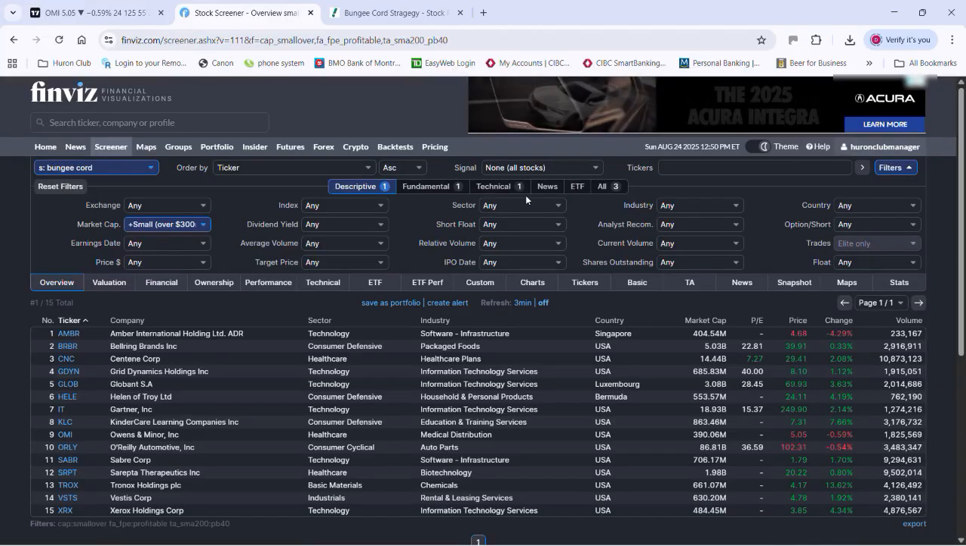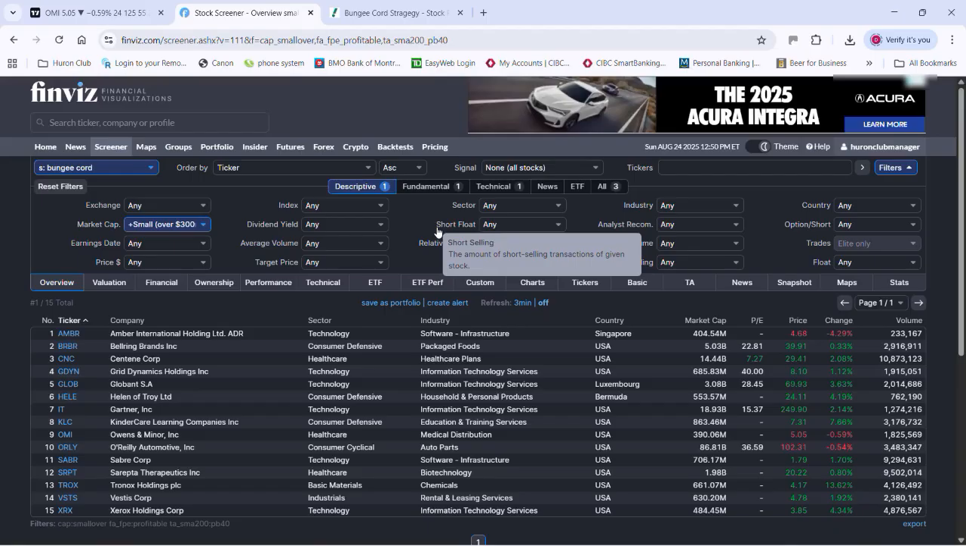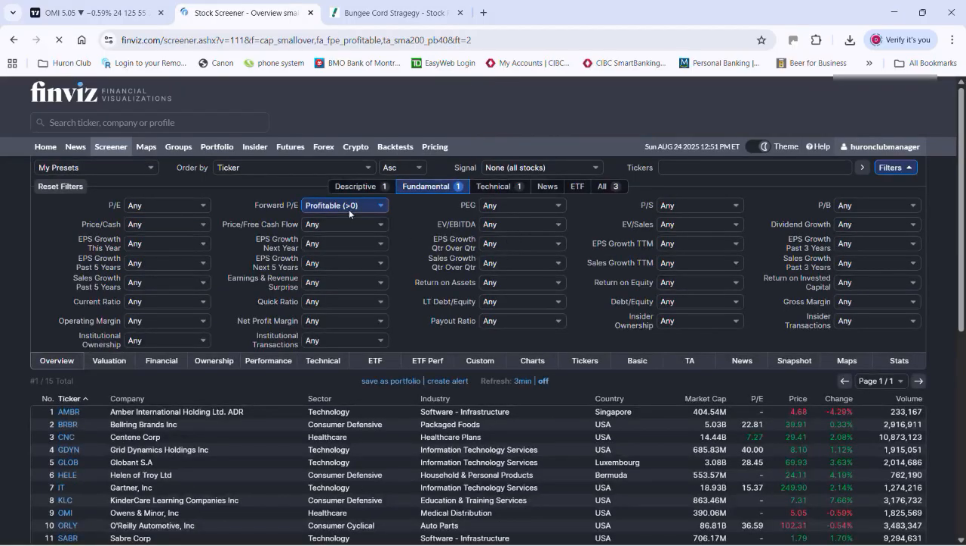I had a couple on here that had 15 criteria. Everybody tries to complicate everything so much. It's just not necessary, and I'll show you why. Under the descriptive tab, the only one we're going to choose is a market cap of small, over 300 million. Under the fundamentals, we're going to choose profitability greater than zero, and our forward profitability expectations greater than zero.